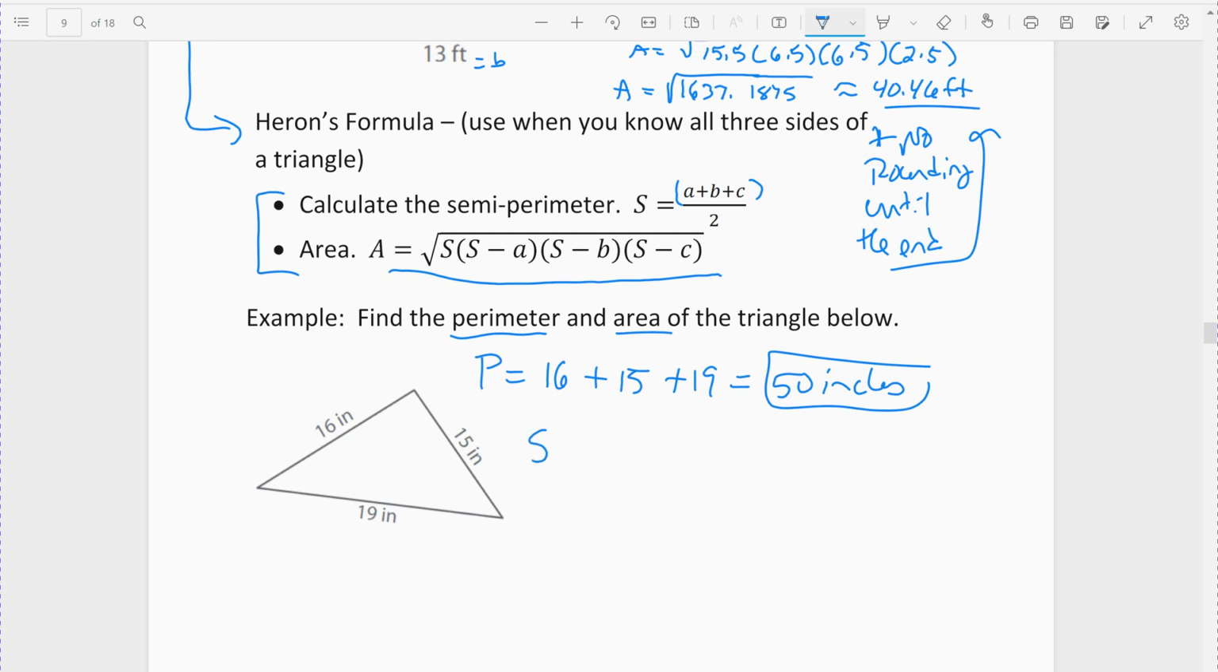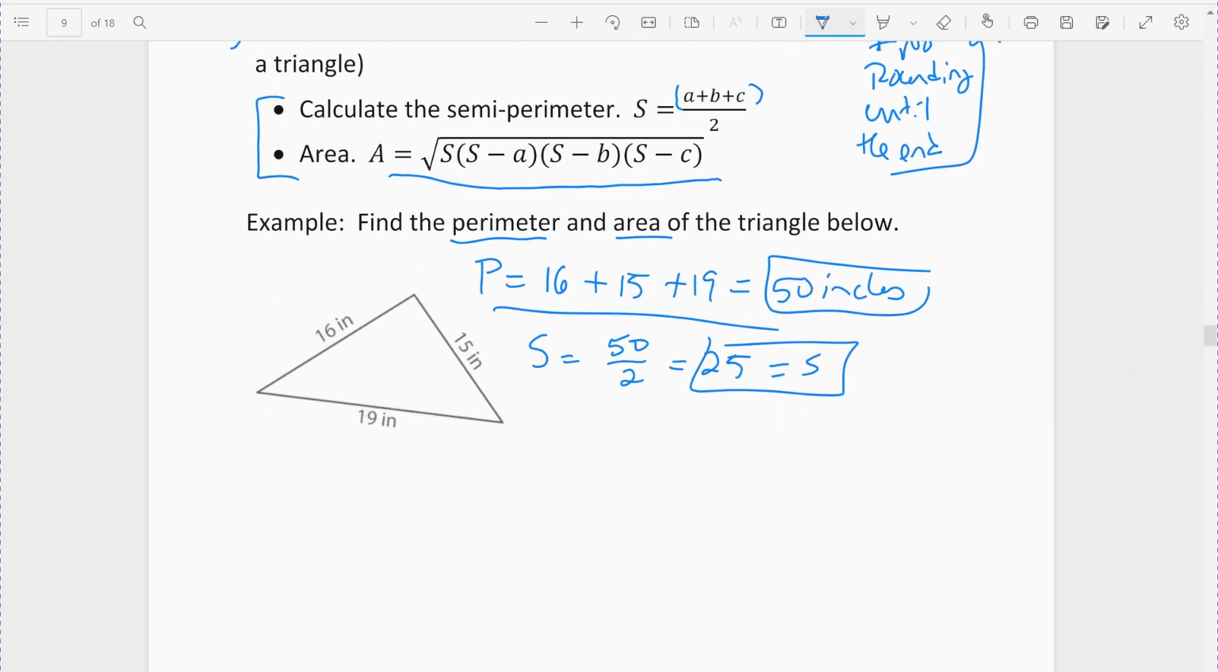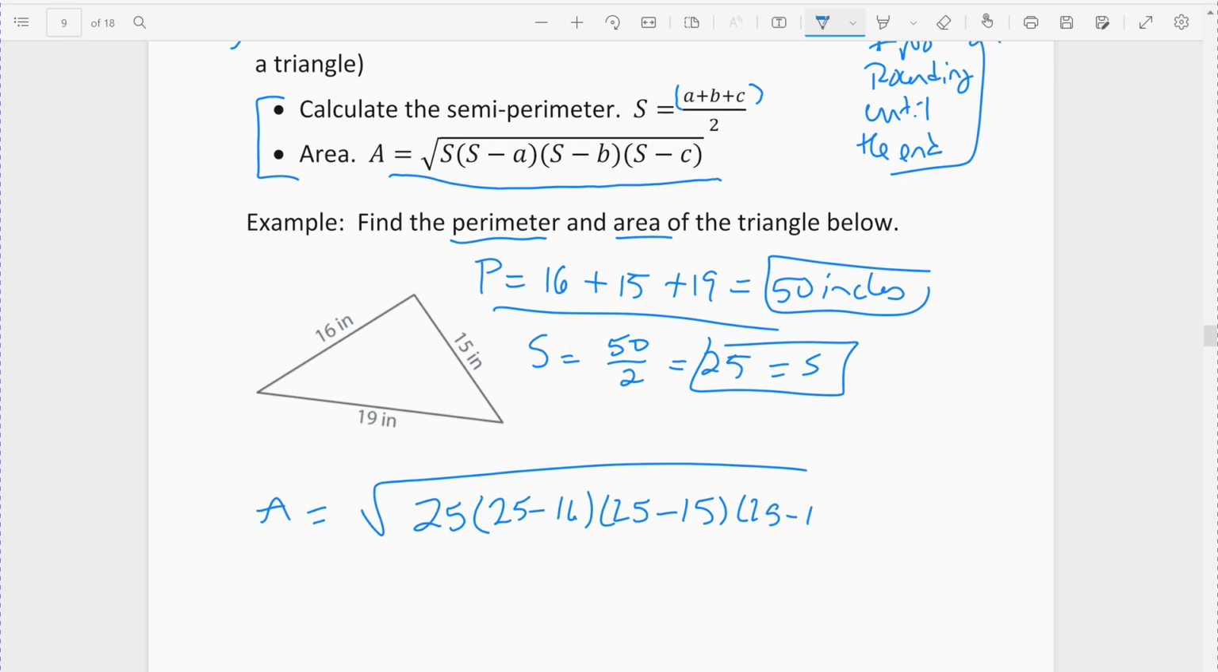And then we find our semi-perimeter. So we take the 50, divide by 2. This one comes out a little nicer. It's 25 inches. Not that I need to know that it's inches, but it is. So our S in our formula is 25. And so to find area, you take the square root of 25 times the subtraction of that from the 25. So 25 minus 16, 25 minus 15, 25 minus 19, all of that's under the root. Again, what I prefer to do is simplify and then use my calculator. So 25 times, oops, I wrote 29.